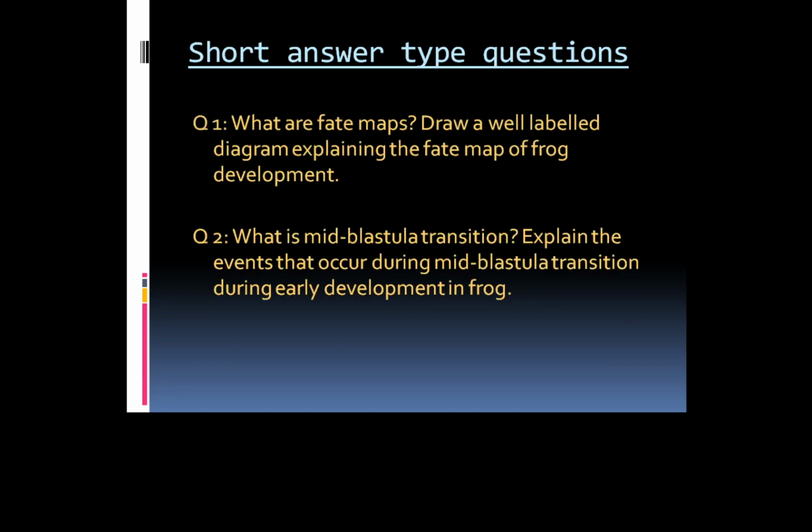Second category of questions is short answer type questions. In this, question 1 is, what are fate maps? Draw a well-labeled diagram explaining the fate map of frog development. Question 2. What is mid-blastula transition? Explain the events that occur during mid-blastula transition during early development in frog.